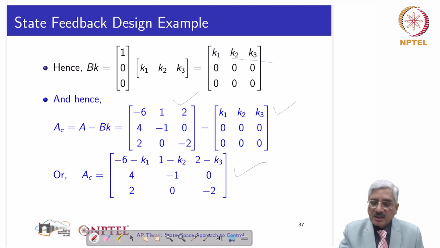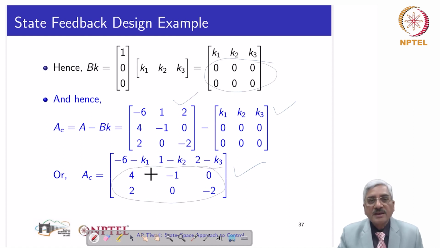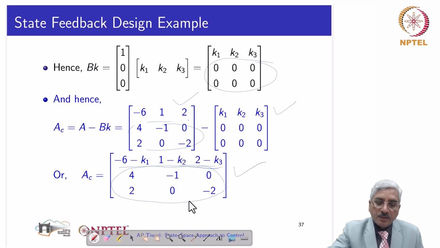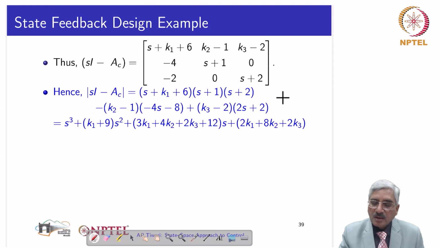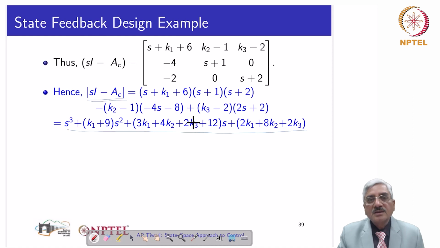Because this BK has two 0 rows, the second and third rows are the same as the rows of matrix A, and the first row has changed to 6 minus K1, 1 minus K2, 2 minus K3. Now we obtain its characteristic polynomial. So we have sI minus AC, and the corresponding characteristic polynomial will be obtained like this. We calculate the determinant of sI minus AC, and after some simplifications we will get this.